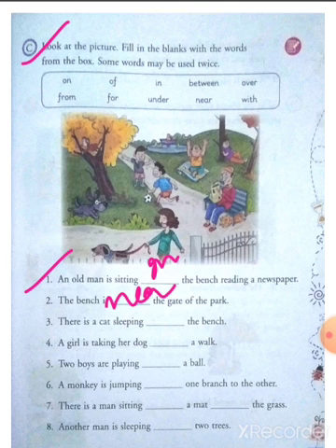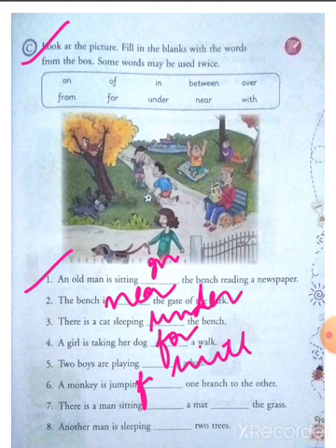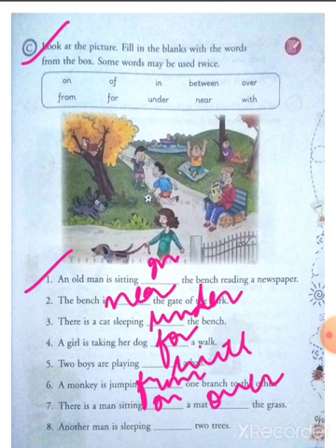There is a cat sleeping under the bench. A girl is taking her dog for a walk. Two boys are playing with a ball. A monkey is jumping from one bench to the other. There is a man sitting on a mat over the grass. Another man is sleeping between two trees.